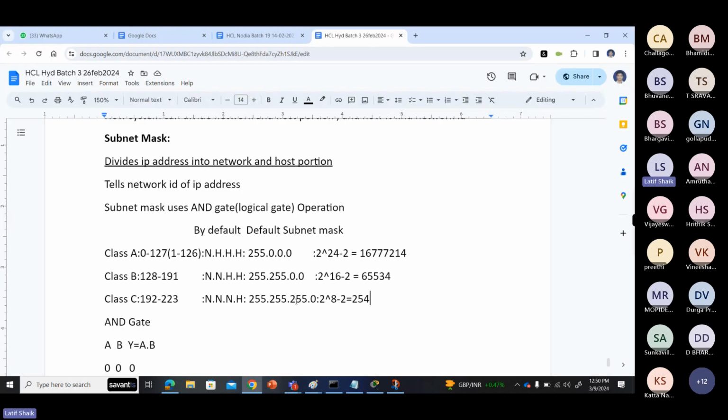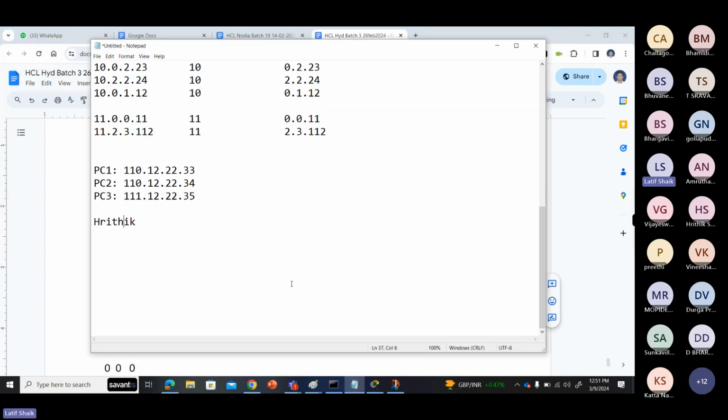You'll see here. How many host portions are there in class C? Only one host portion, and one host portion means one octet. One octet means 8 bits. 2 to the power of 8 minus 2 is 254 hosts in a single network. So I'm taking class C here, for example 192.168.1.0. This is my network starting address.